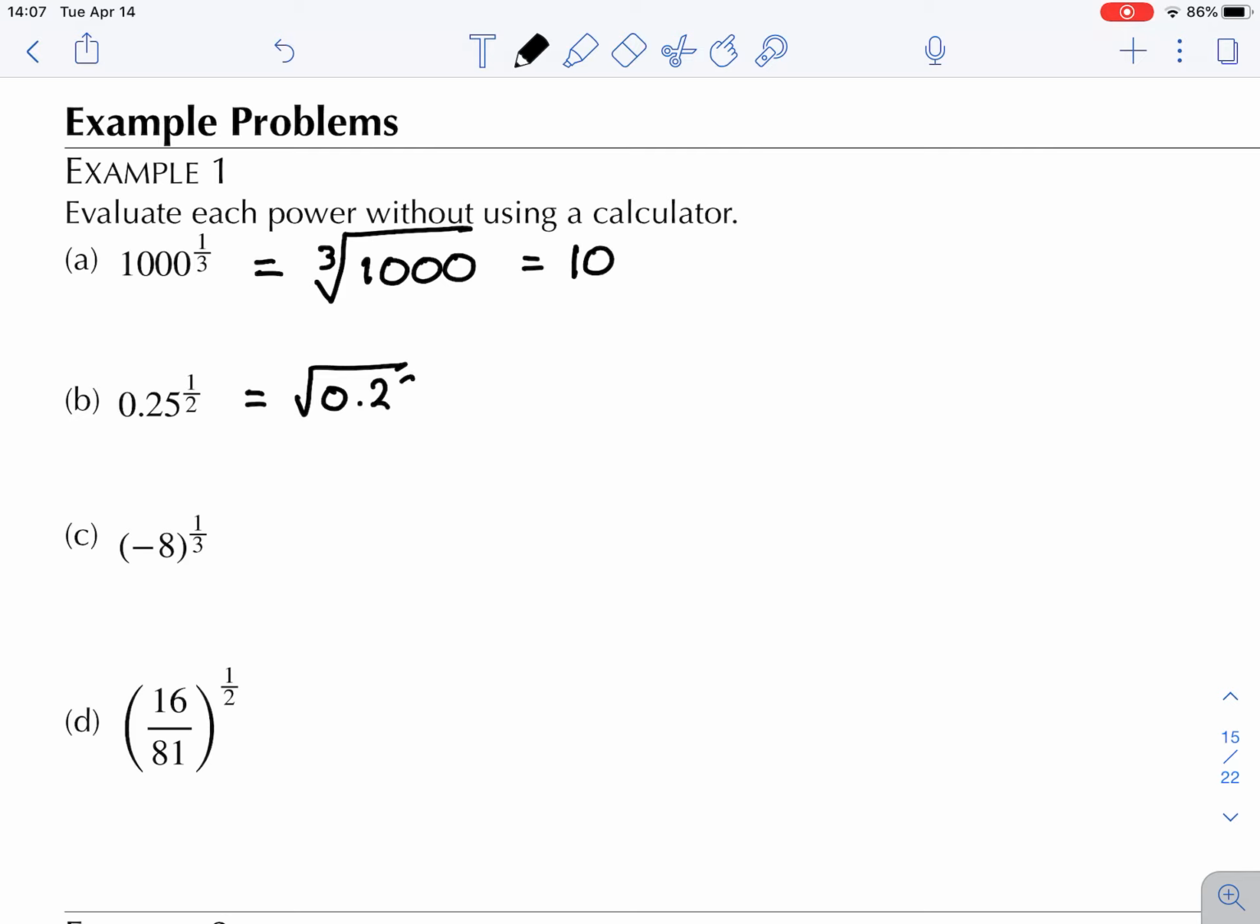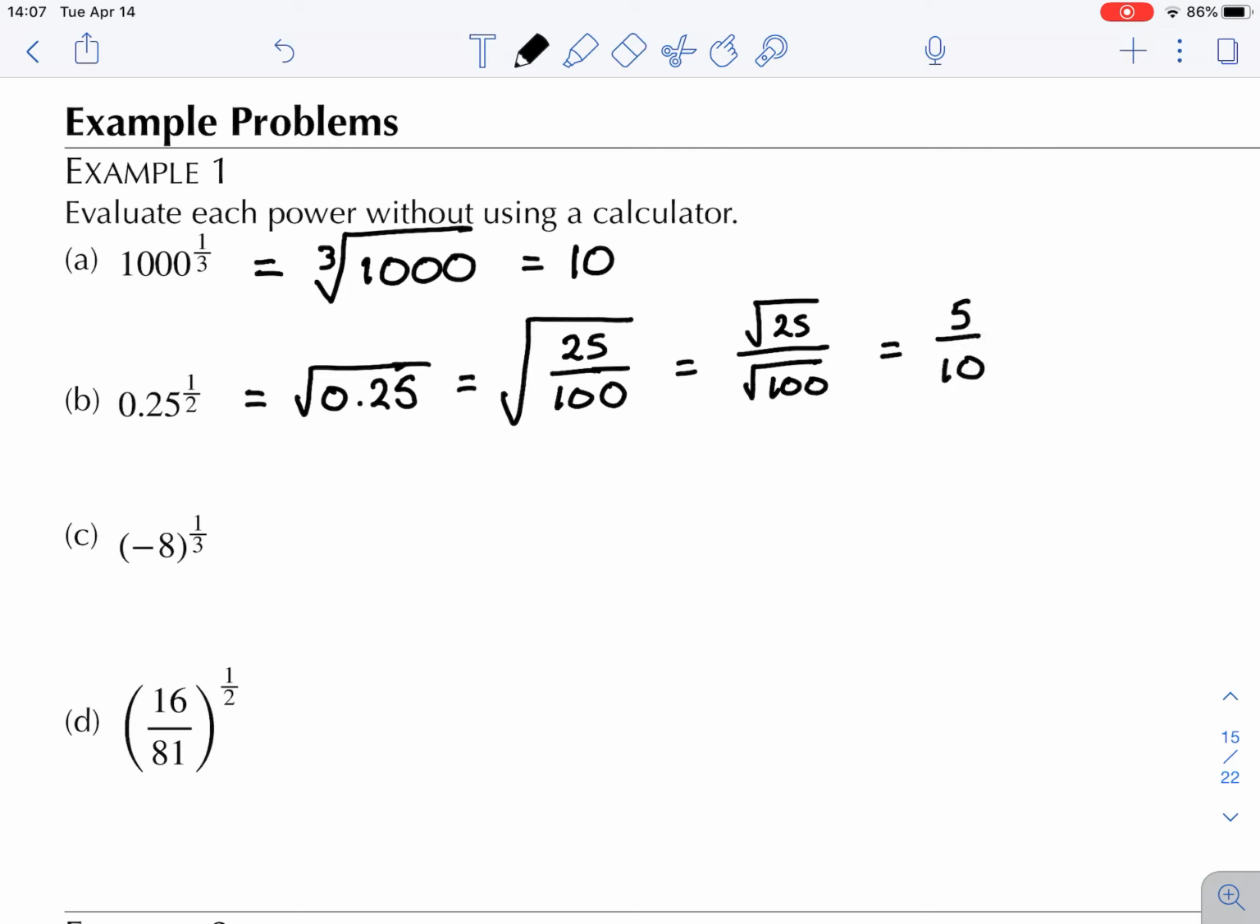Well, this is equal to the square root of 0.25. Now, we know the square root of 25 is 5. The square root of 0.25, what is that? Well, let's take 0.25, which is 25 hundredths, and turn it into a fraction. So it's the square root of 25 over 100. And that's going to be equal to the square root of 25 over the square root of 100, which will equal 5 over 10, which equals as a decimal 0.5.